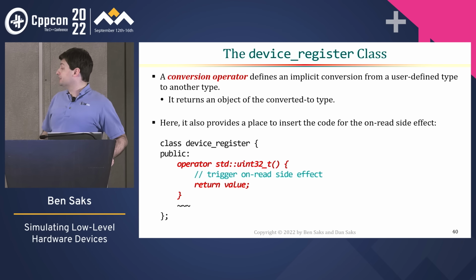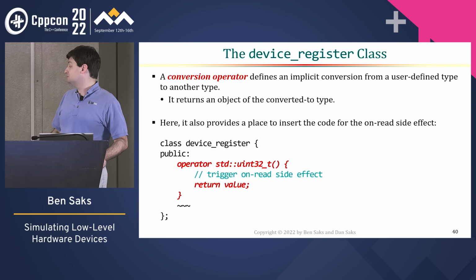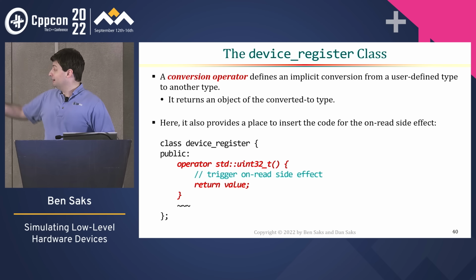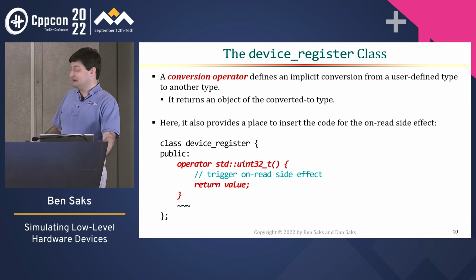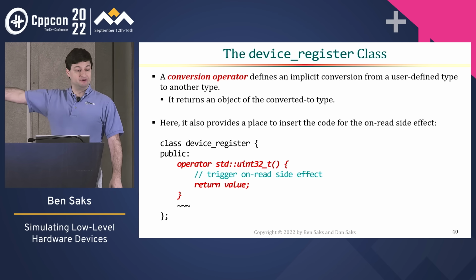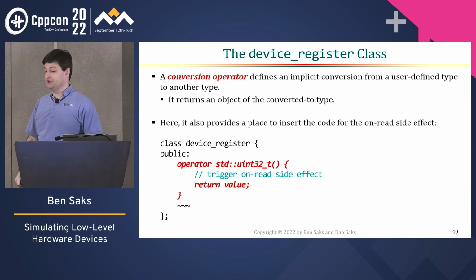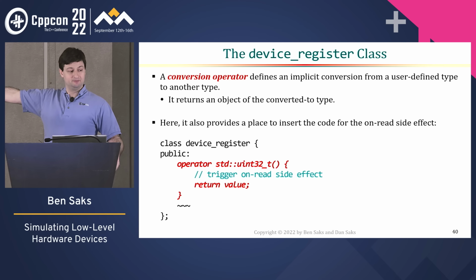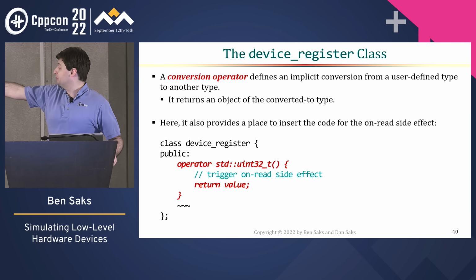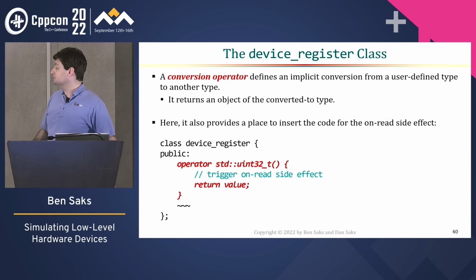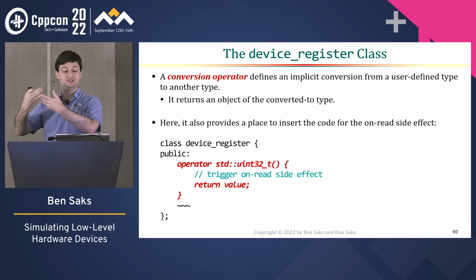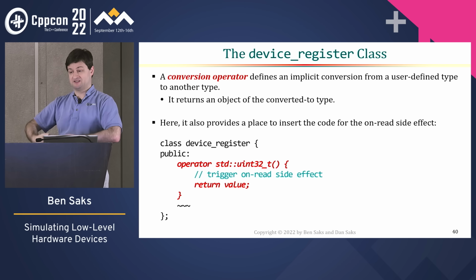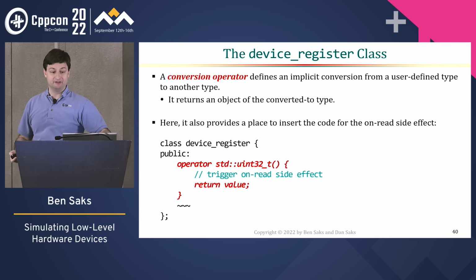Function just called operator, name of the type, std::uint32_t, returns an object of the appropriate type. And in this case, it's also going to give us a location where we plant the trigger for our onRead side effect. Because whenever we try to use a device register as if it was the underlying uint32_t, that's the point at which we're reading the value from the register.